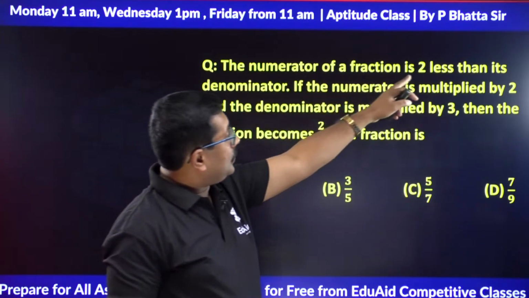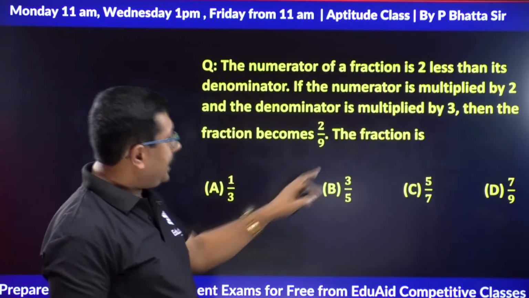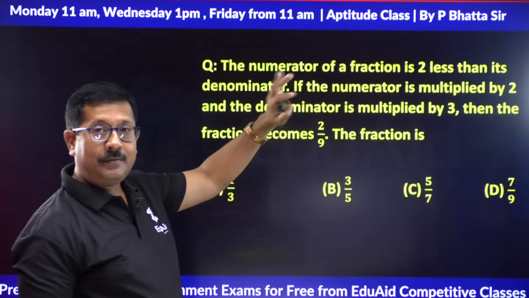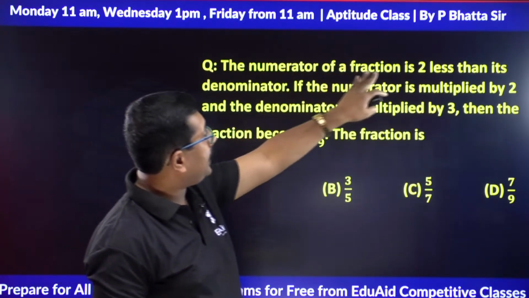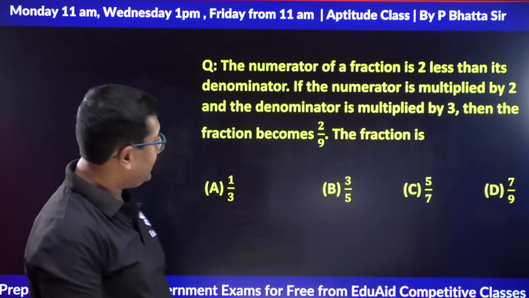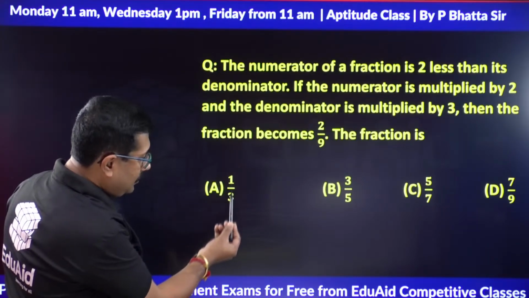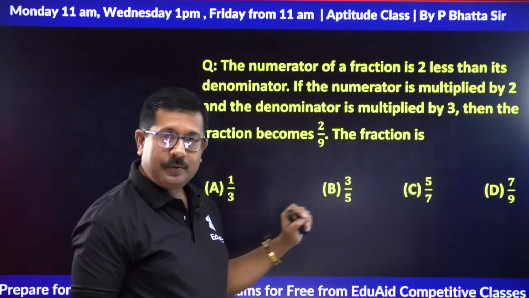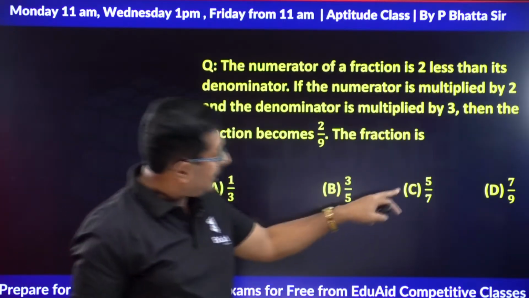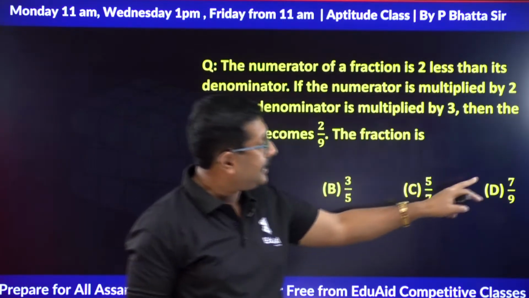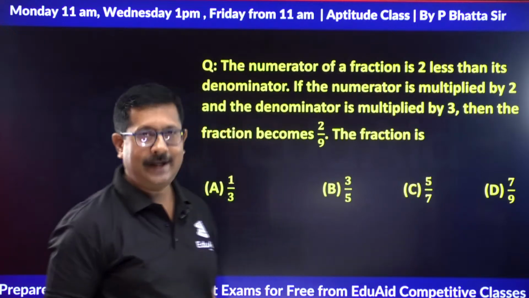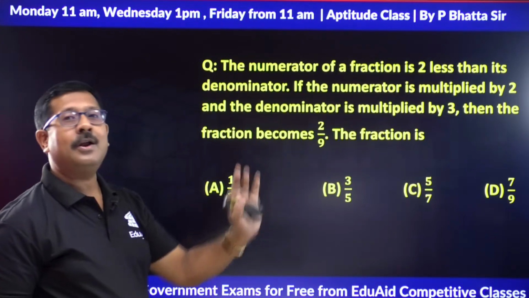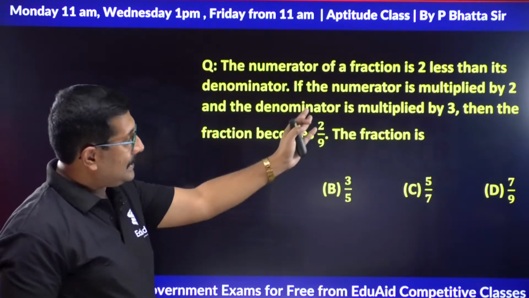So the numerator is 2 less than its denominator. Now you see, since you are to find a fraction, this condition must be satisfied. Conditions given in the question should be satisfied. Now you see, numerator is 2 less than denominator: 3 minus 1, 2. Here also 5 minus 3, 2. Here also the numerator is 2 less than the denominator. That means the first condition of the question is satisfied by all of them. Then we go to the second condition.